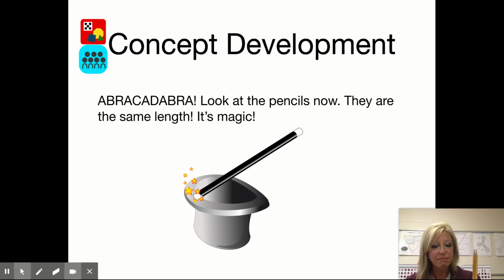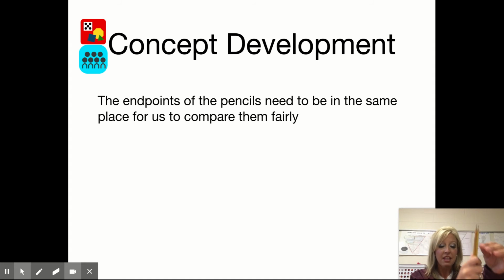No? Okay. Well, let's look at these pencils. How did I make them appear to be the same? I changed their endpoints. So part of our objective was to measure things. We need to have even endpoints. When you have uneven endpoints, it gives you a false perception about which one is taller. But if we have even endpoints, we can see that this pencil is clearly taller than this pencil.